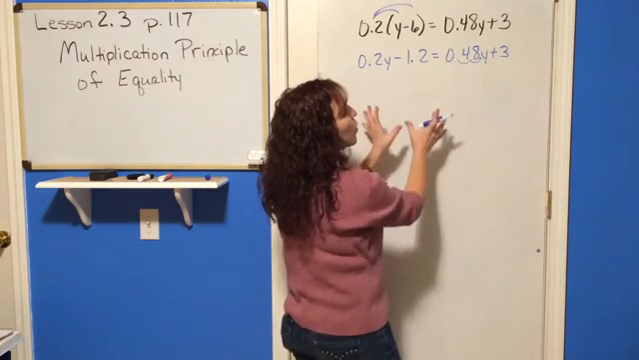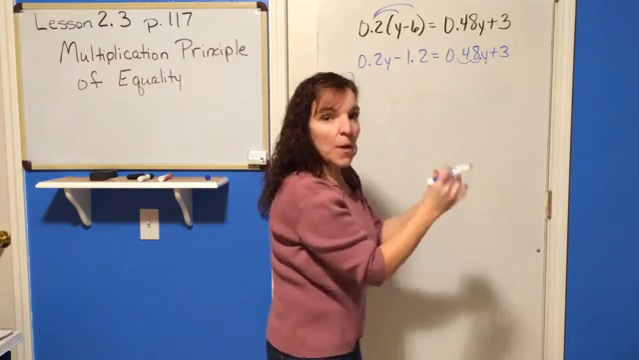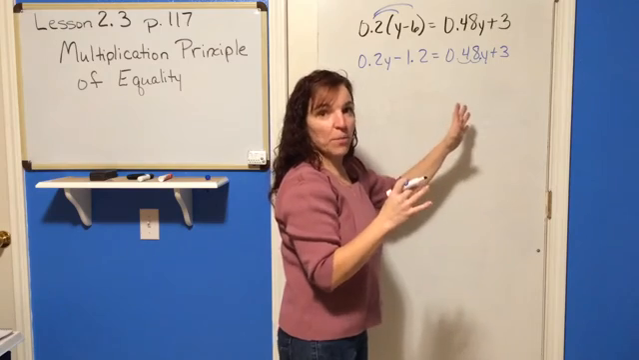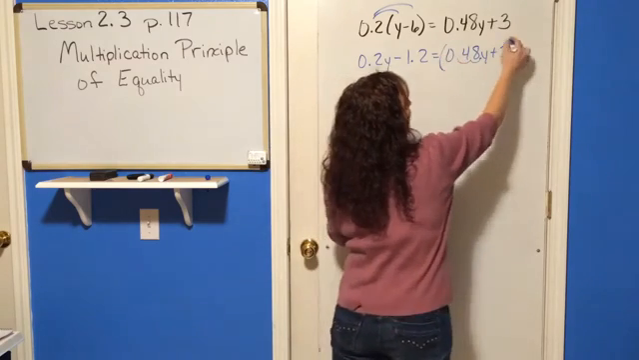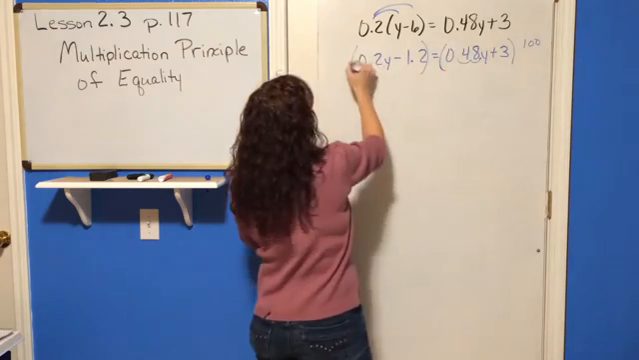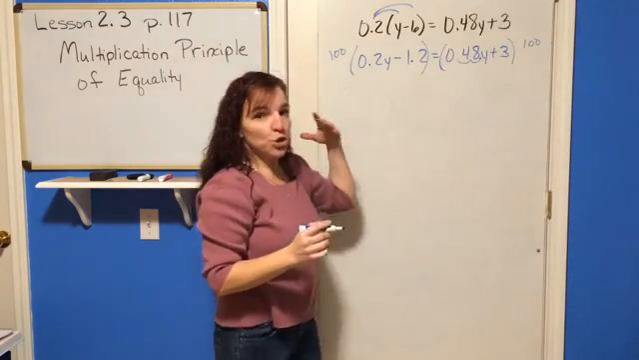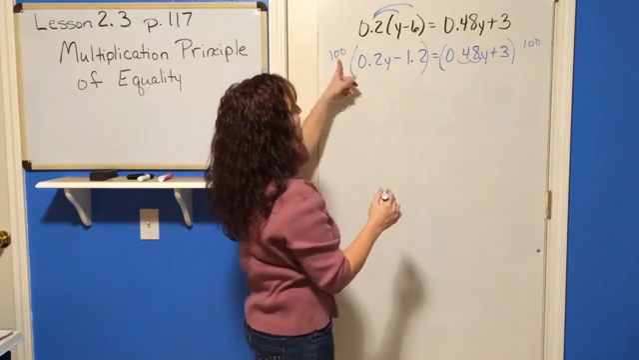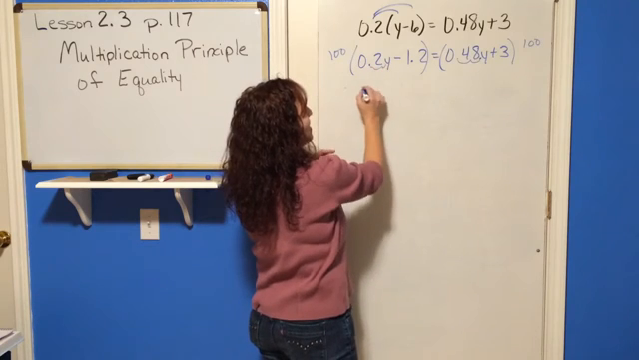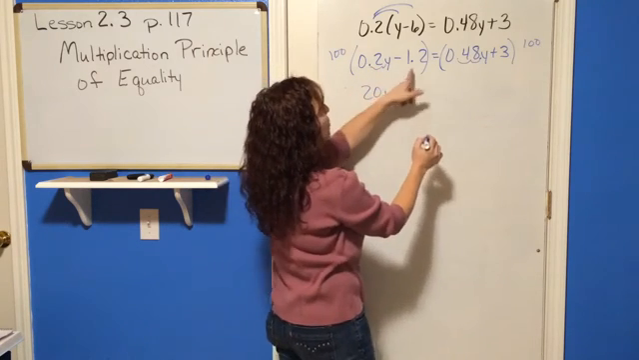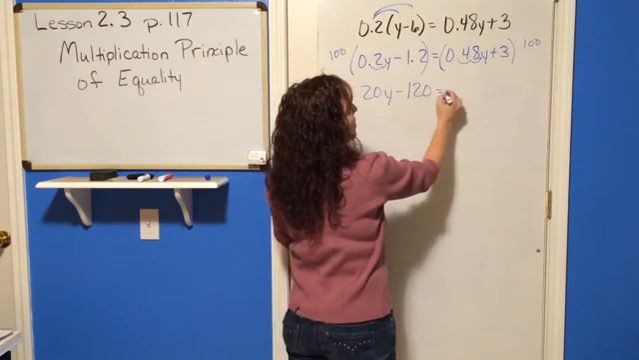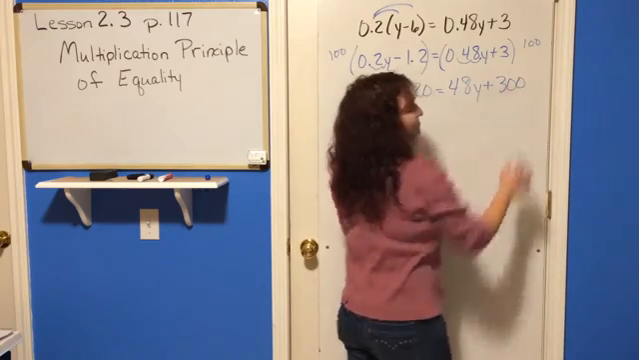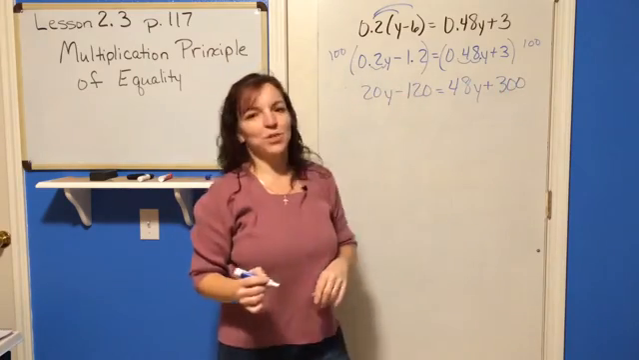So what I want to do is multiply by a power of 10 that will move the decimal to the end of every number in my problem. So in this case, I'm multiplying by 100. You can also think of it as, if you're multiplying by a power of 10, you're just moving that decimal the same number of places as zeros that you have. So I'm just going to move this one 2 places and have 20y. Move this one 2 places and have 120. Move this one 2 places, 48y plus 300. And now you've got just what you had before.